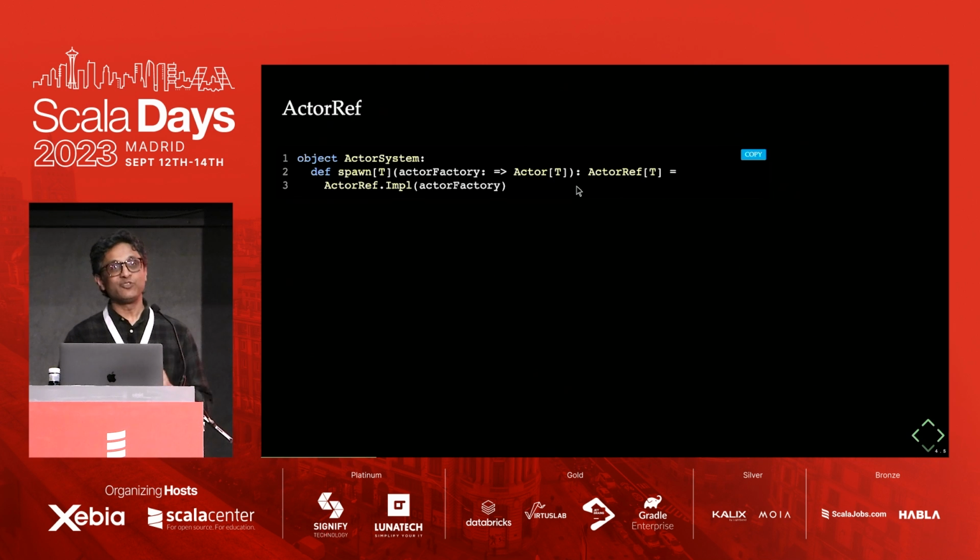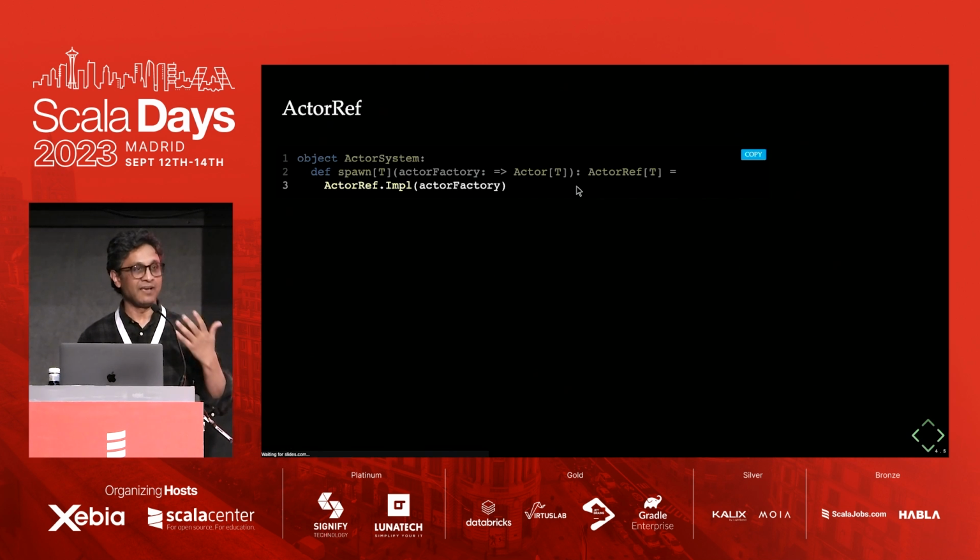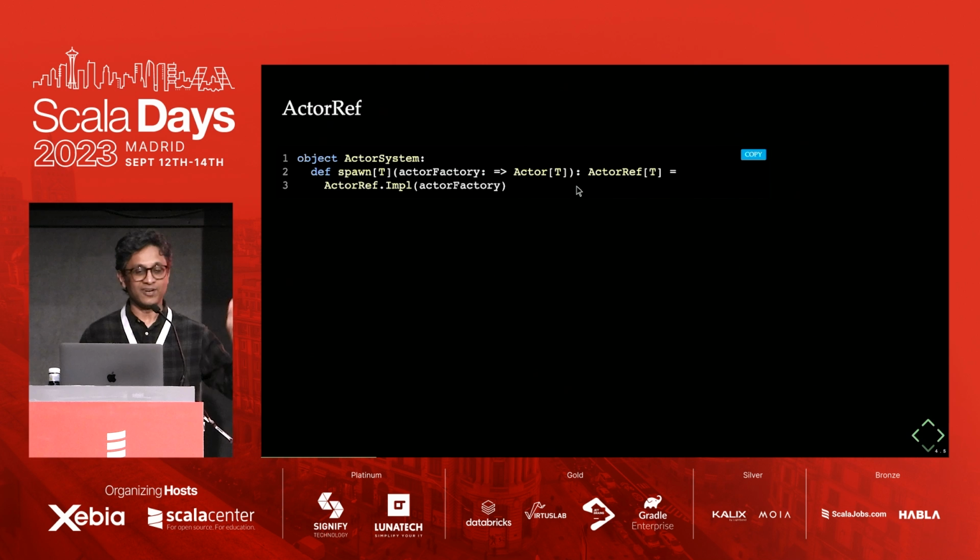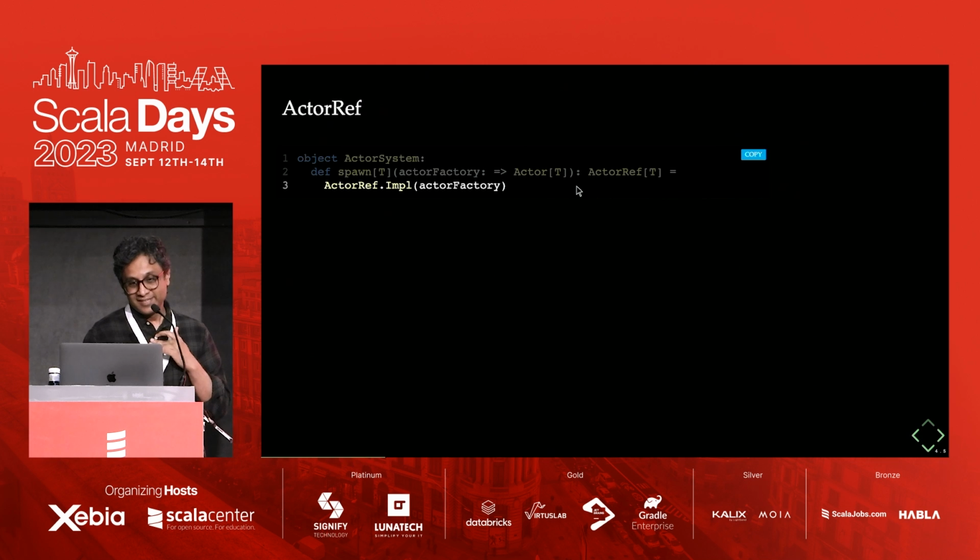But before that, we also need to combine the two worlds. Given actor factory, we need to create an ActorRef, and that can be done by just having a spawn method in something called actor system for now, and then delegating it to the implementation that we just had.